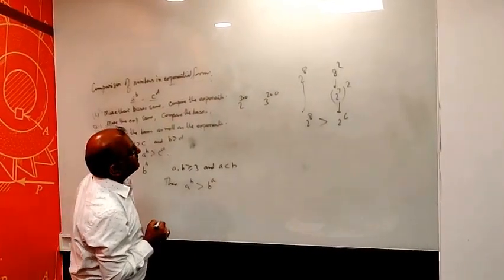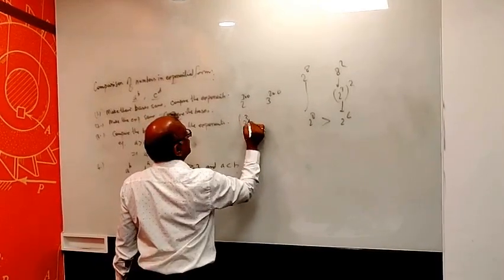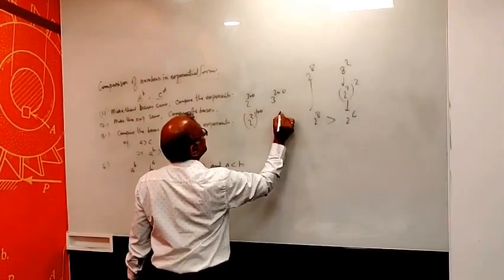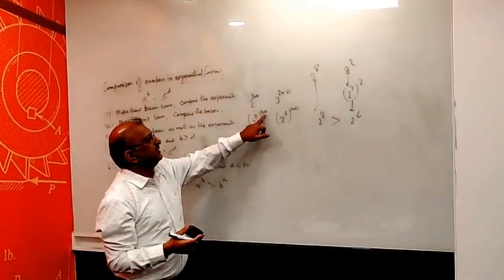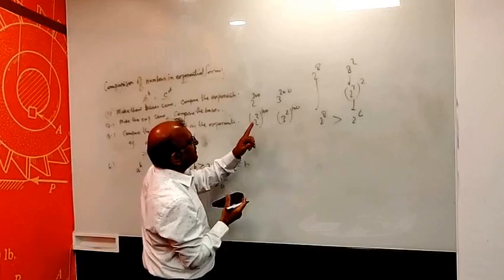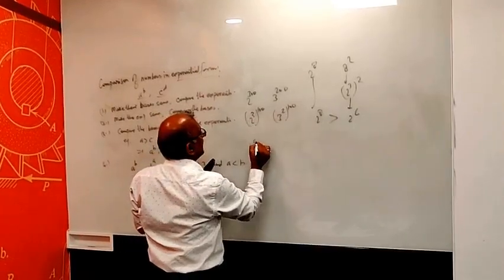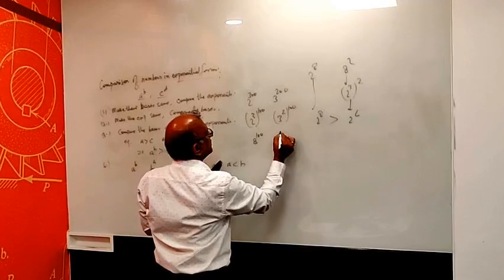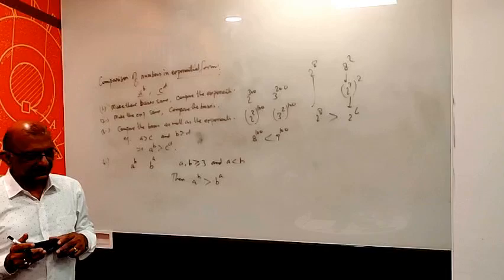So what kind of transformation can we do in these two numbers? What we can do is 2 raised to power 3 raised to power 100 and 3 raised to power 2 raised to power 100. In this case, we have made the exponents the same, and now we can compare the bases, right? If the exponents are the same, the bases become 8 raised to power 100 and 9 raised to power 100, and definitely the relation goes like this.